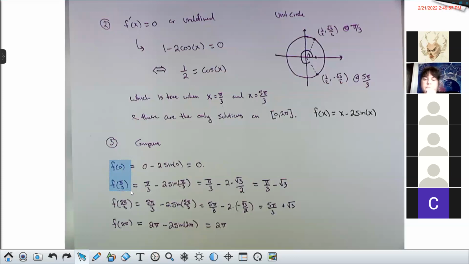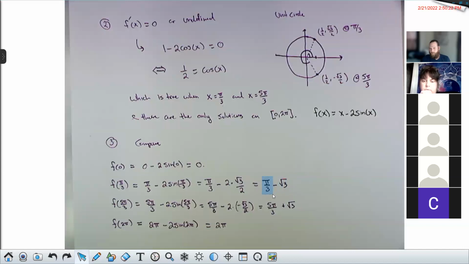Say comparing f of 0 and f of pi over 3. You know, f of 0 is 0. So what I'm really asking is, is this number positive or negative? Right? Bigger or smaller than 0? Any feelings or thoughts on the matter there? I think it's negative. Yeah, I think so too.